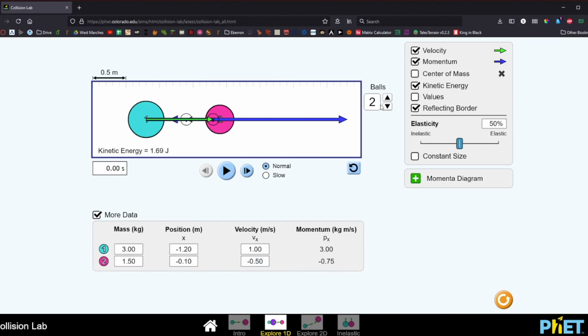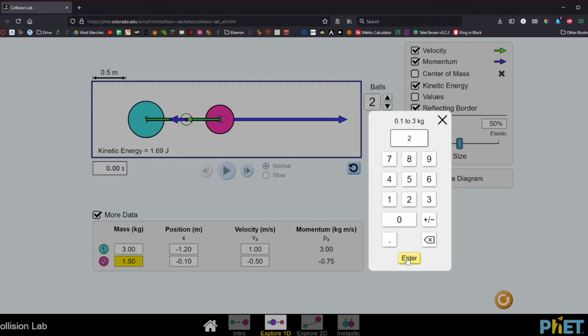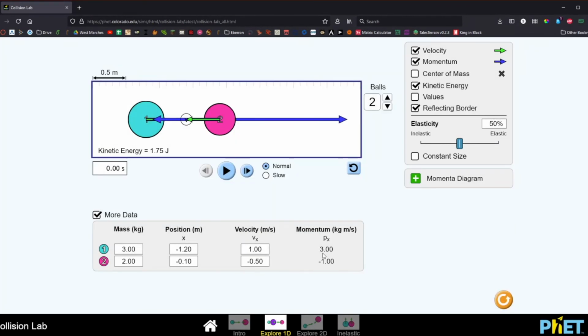If we put in a second ball going in the opposite direction, why don't I make this equal to 2? We can see that the initial momentum of the first one is 3. The initial momentum of the second one is -1. So take 2 seconds. What is the total momentum of the system before the collision? And actually, I want you guys to put it into the chat. I want to see if you guys can tell me what it is.